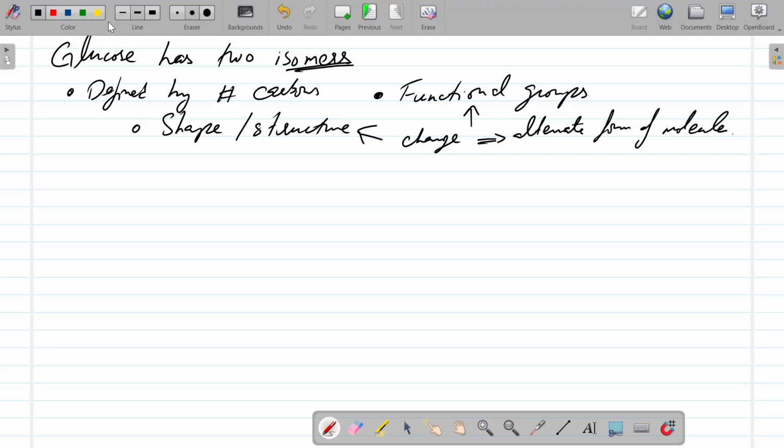And so glucose has 2 of them. And how does it have 2 of them? So let's draw glucose again twice because there are 2 isomers.